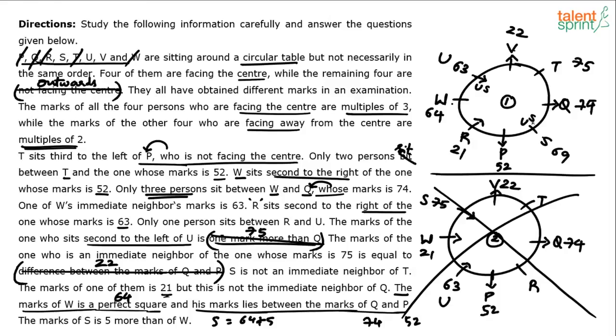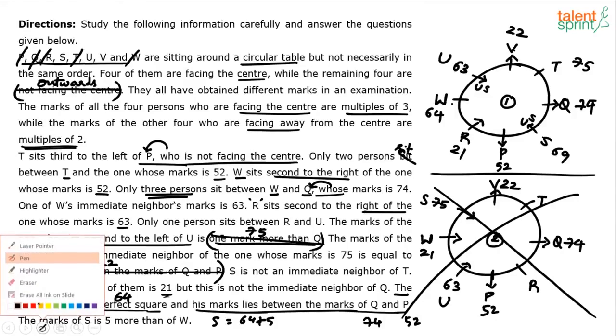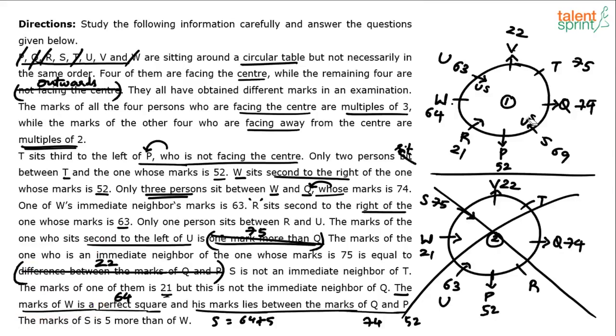So I think we are done. 69 is center facing, 63 is also center facing. All the persons are done, all the marks are also done. Directions can be done based on the marks. W is 64, so outwards. T is 75, so inwards. Now check, 4 inwards, 4 outwards have to be there. W, V, Q, P are outwards. R, S, T and U are inwards. Done. Case number 1 is the final answer.